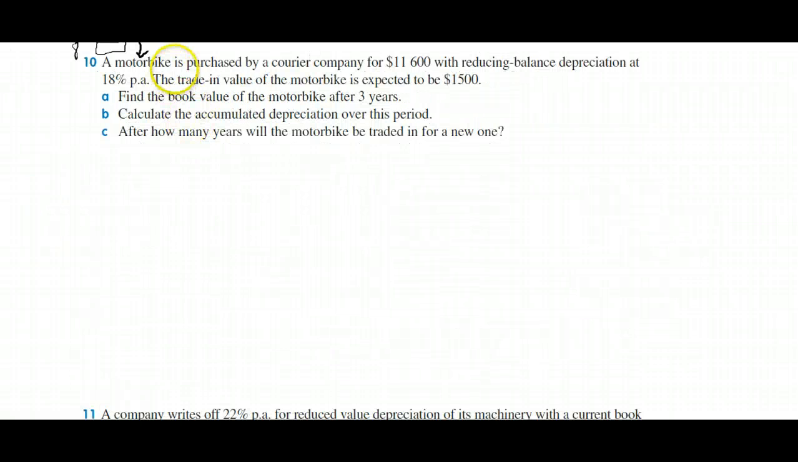There we go. Okay, in question 10 it says a motorbike is purchased by a courier company for $11,600 with reducing balance depreciation at 18% per annum. The trade-in value of the motorbike is expected to be $1,500. Okay, so this is our purchase price. That's P, and we've got reducing balance depreciation with that depreciation rate, and the trade-in value of the motorbike is expected to be $1,500. In other words, we've been told that the book value of the motorbike at the end of its life, I guess you could say, is $1,500.